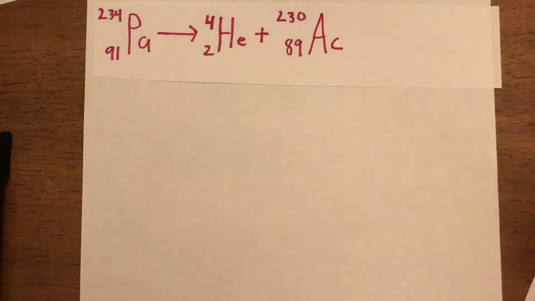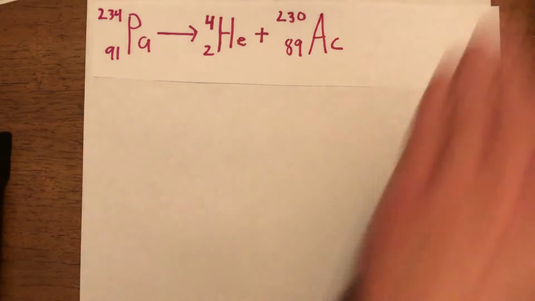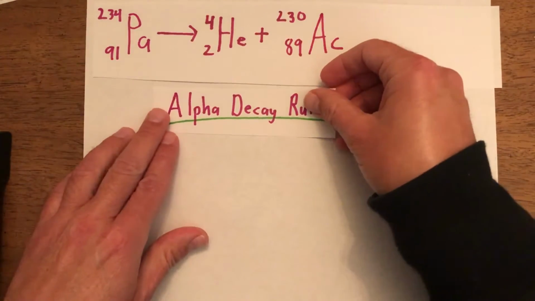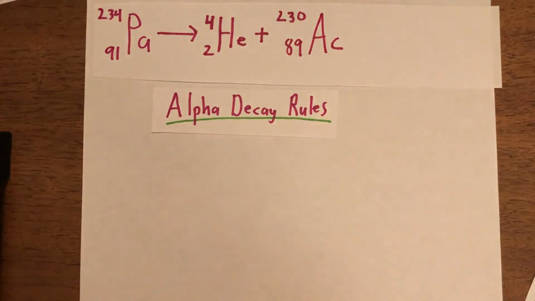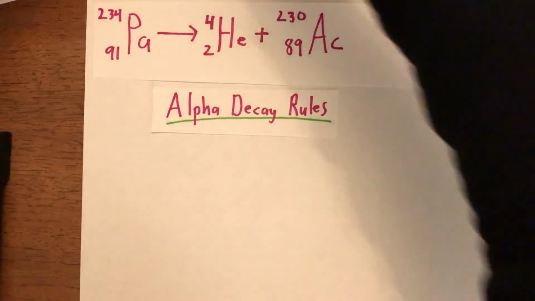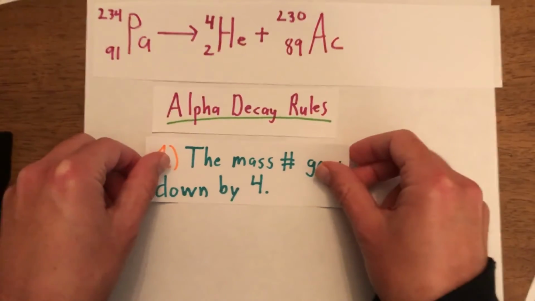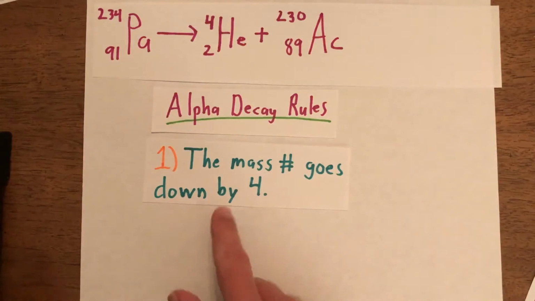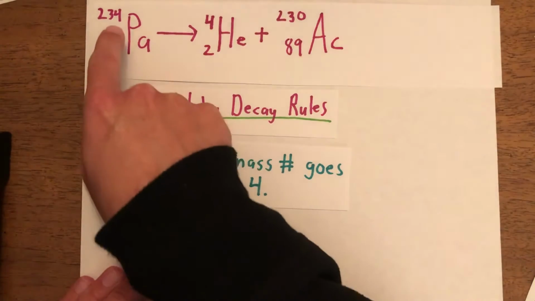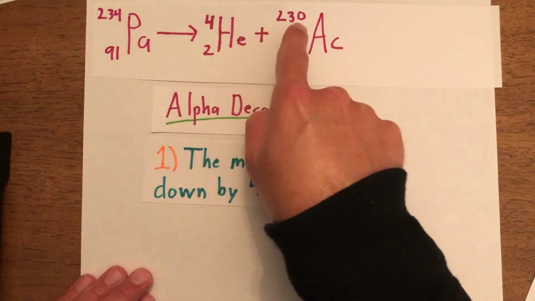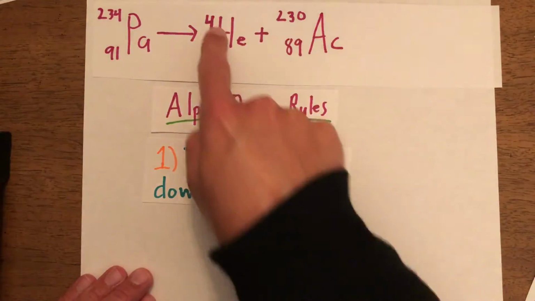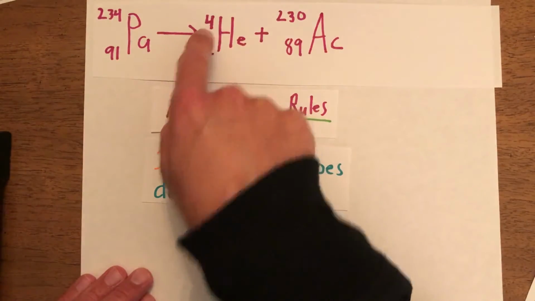So this leads us to a few rules with alpha decay. So let's go over them. These are the alpha decay rules. So rule number 1 is that the mass number goes down by 4. So 234 here, down to 230. And why is that? Because 4 things were spit out.